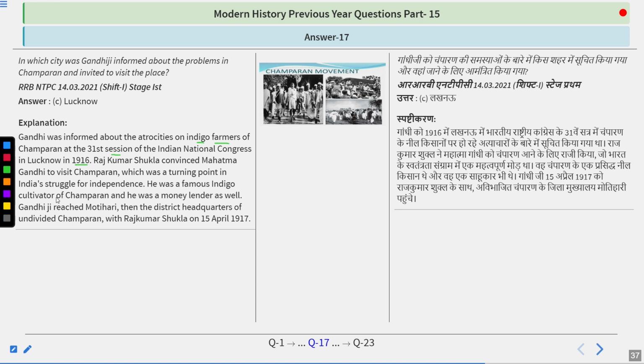So in 1916, a session was held in Lucknow, and Gandhiji was there, as it was headed by Ambika Charan Majumdar. But the major point is that the Indian National Congress and the Indian Muslim League came together on one platform. So Rajkumar Shukla got the opportunity to meet Mahatma Gandhi, and convinced Mahatma Gandhi to visit Champaran, which was a turning point in India's struggle for independence. He was a famous indigo cultivator of Champaran, and a moneylender as well. Gandhiji reached Motihari, then the district headquarters of undivided Champaran, with Rajkumar Shukla on 15th April 1917. So the answer is Lucknow.